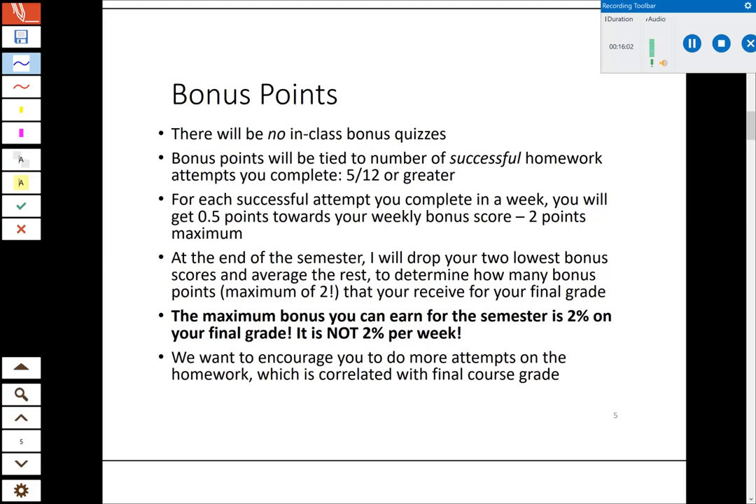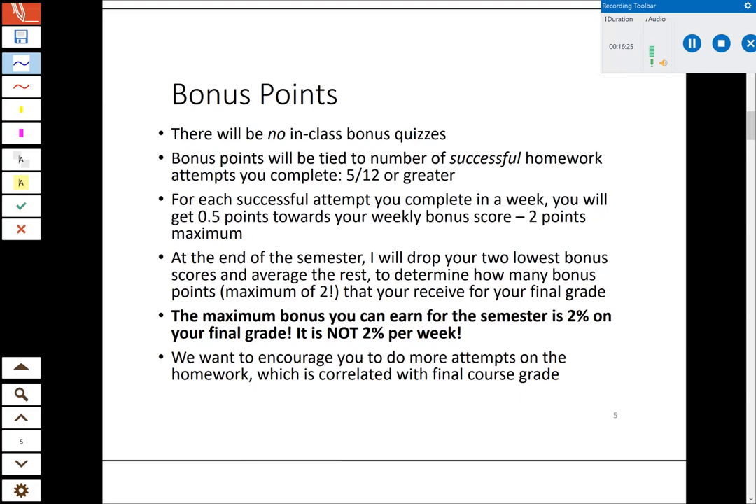I've tried a few different things throughout the years. What I tried last year, and I'm going to continue it again this year, is to have the bonus points be tied to the number of successful homework attempts you complete. As I said, you get up to 4 homework attempts per week, and it is in your best interest to do all 4 of those. And to further incentivize you to do that, this is how you're going to earn your 2 bonus points.